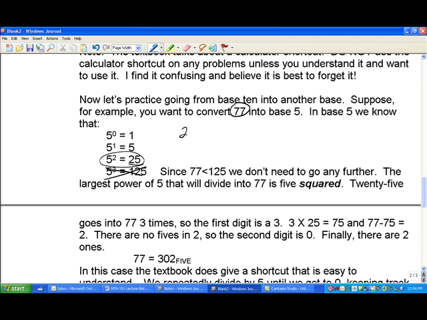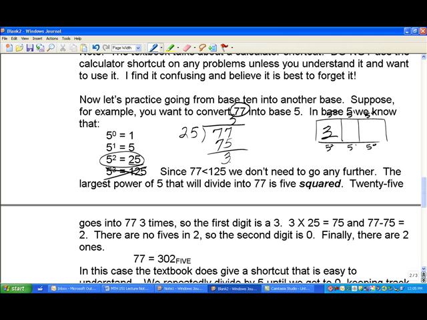So what we do is we start dividing by our largest power of 5. I'm going to need a digit for 5 squared, 5 to the 1, and 5 to the 0. Let me put these down here. So how many times does 25, which is 5 squared, go into 77? Goes 3 times. So we have 3 25s, and now we have 2 left over.